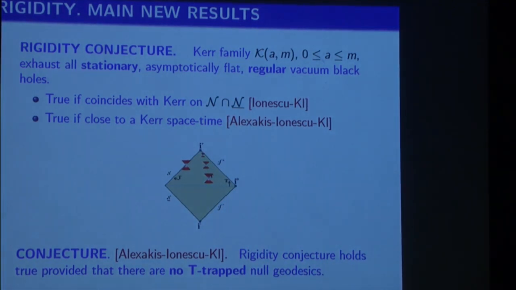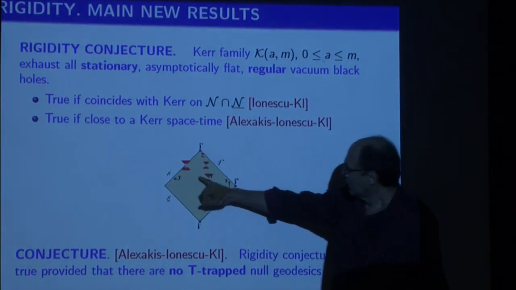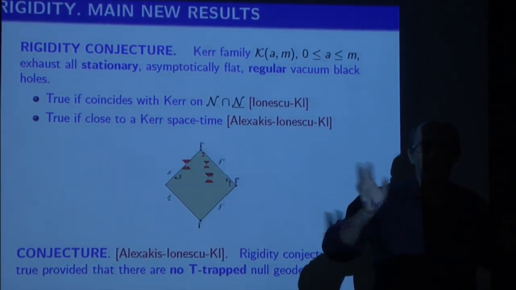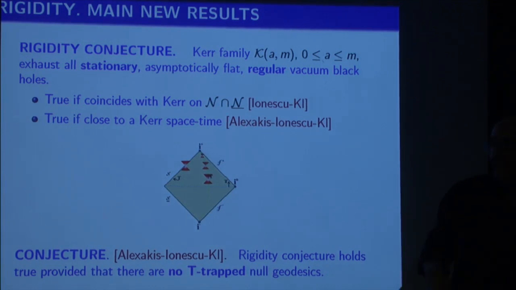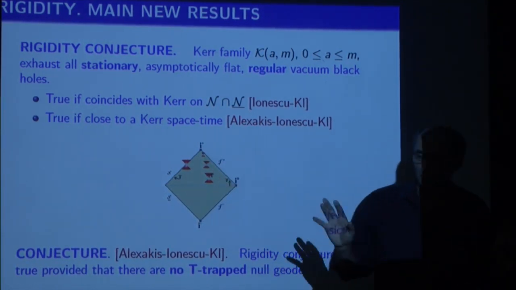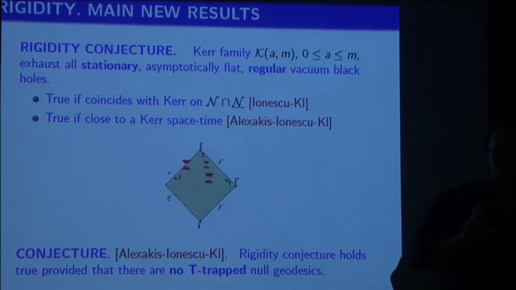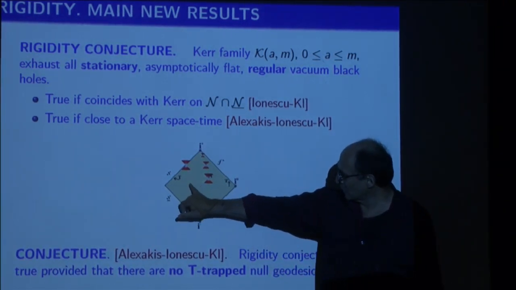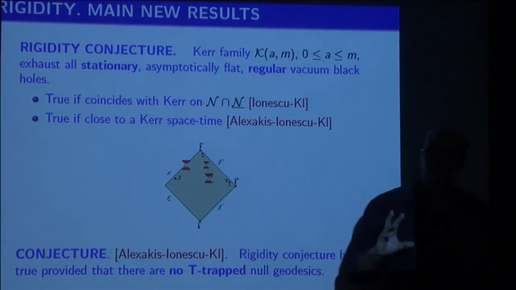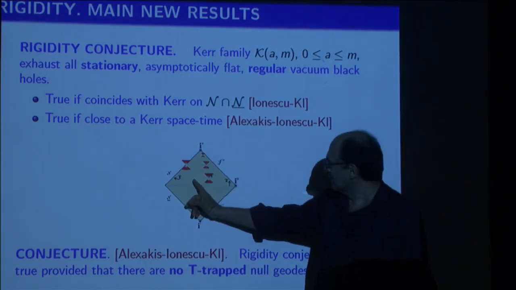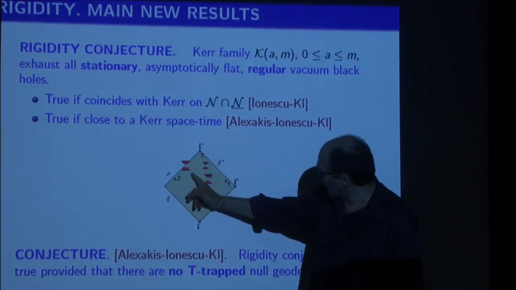So what are these? These are null geodesics that don't go here. In other words, they don't go into the black hole. If they go into the black hole, then you can forget about them. They are done, right? And if they go to infinity, you can also forget about them. They are done, right? But unfortunately, and you can always prove that such things exist, you don't see it in the picture because this is a two-dimensional picture and these kind of things are four-dimensional. There could be other null geodesics which stay in this region.